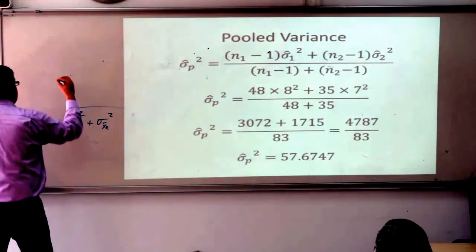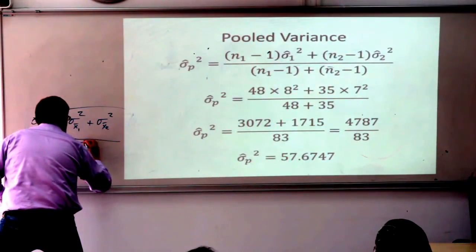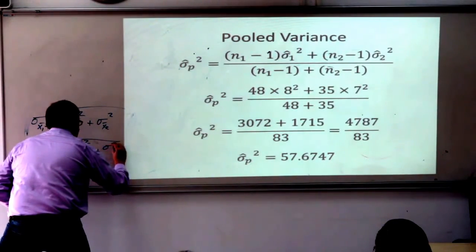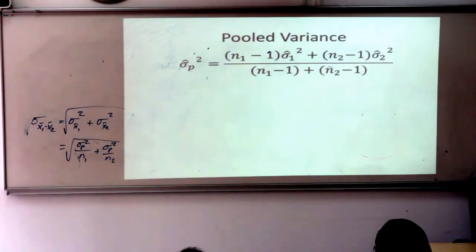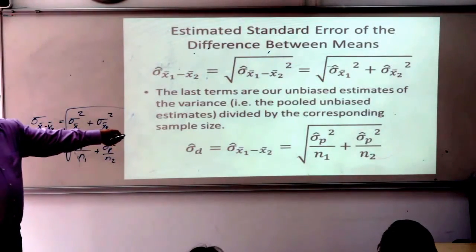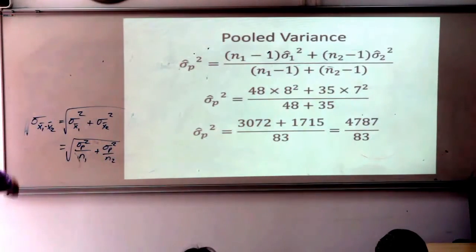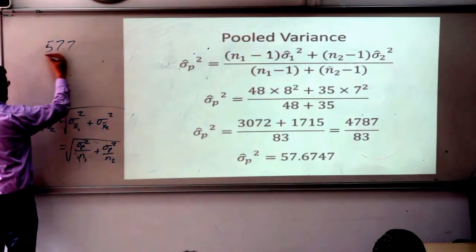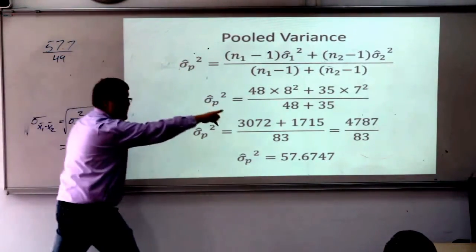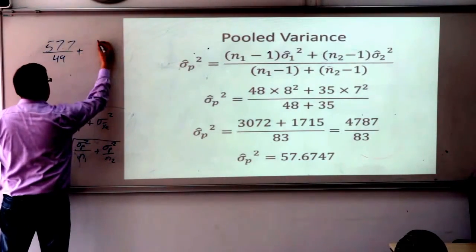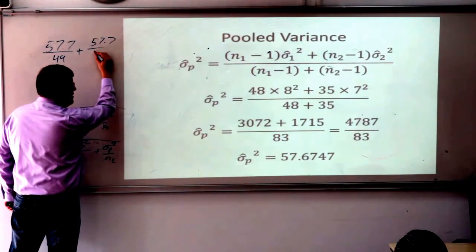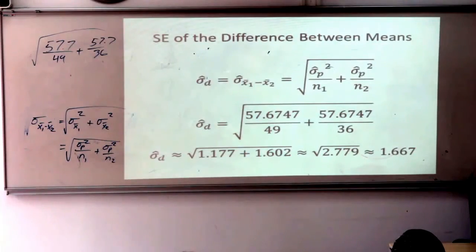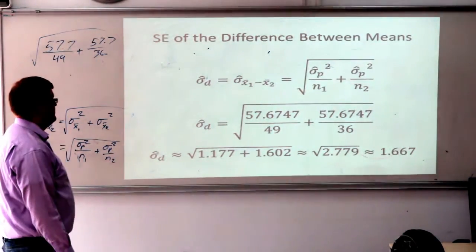Would you like me to redraw this? So the standard error equals the square root of s squared pooled over n1 plus s squared pooled over n2. Is that what we were looking for? All right, so we have this. Now let's put in the values. 57.7 over 49, plus 57.7, same thing, over 36. Take the square root of that.